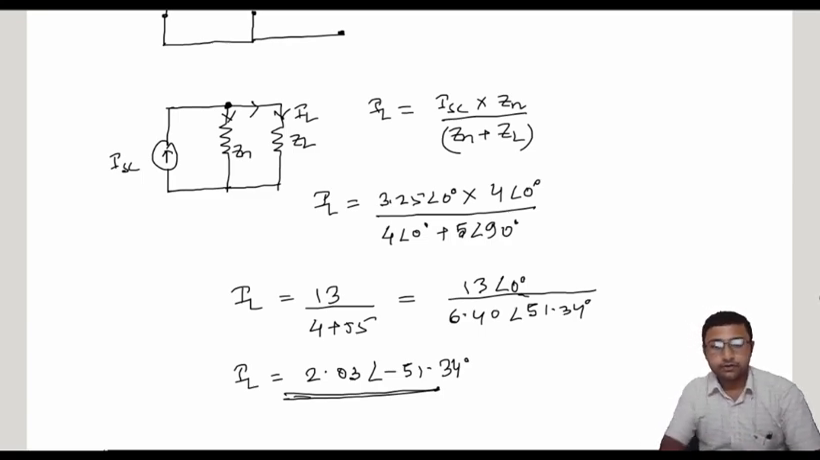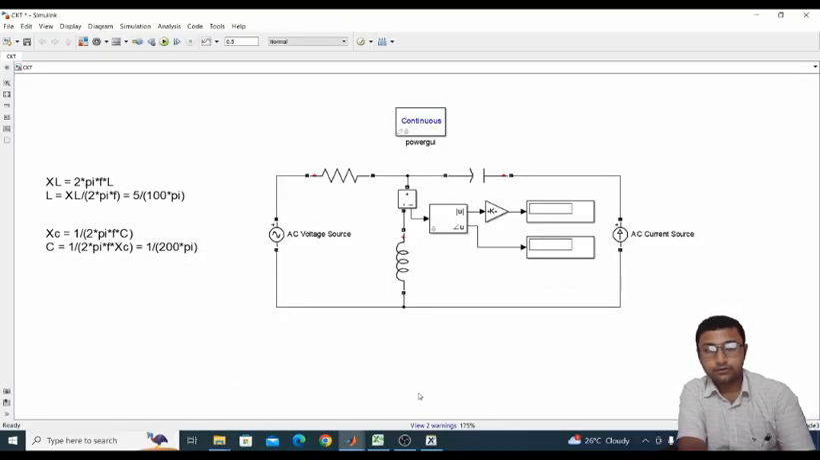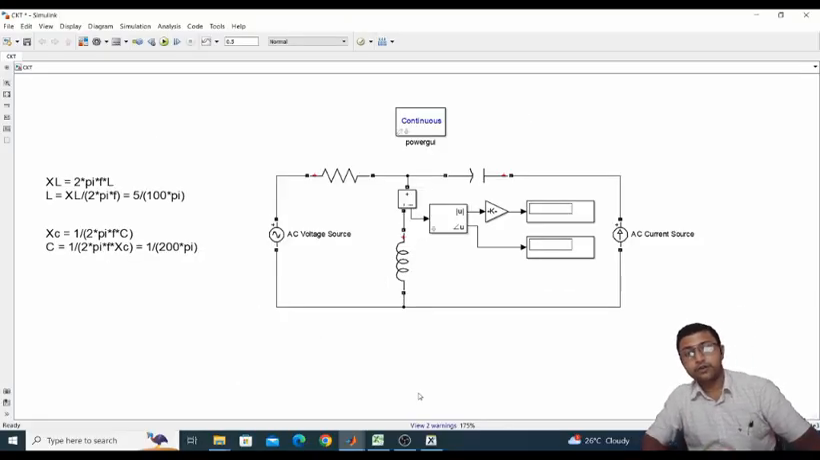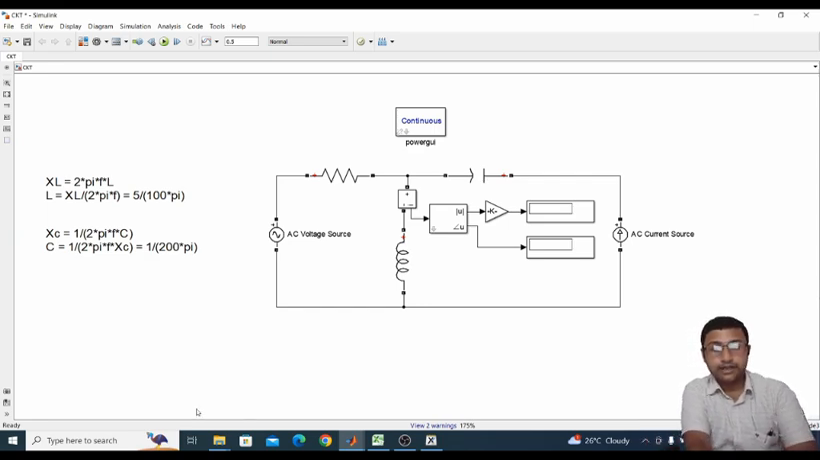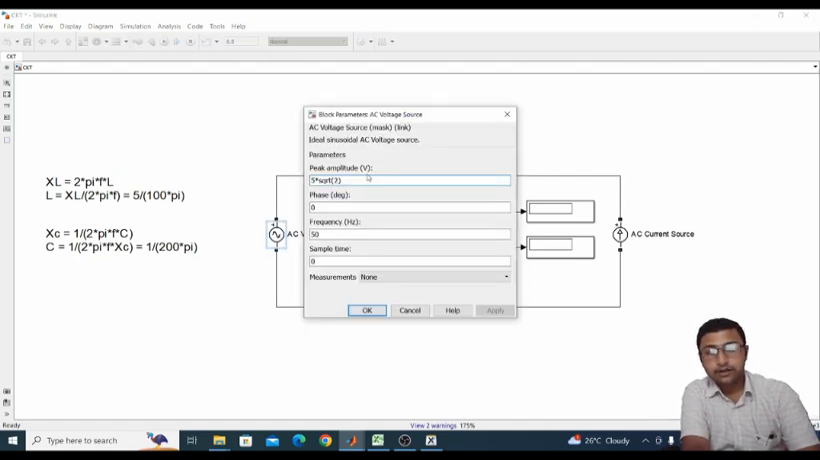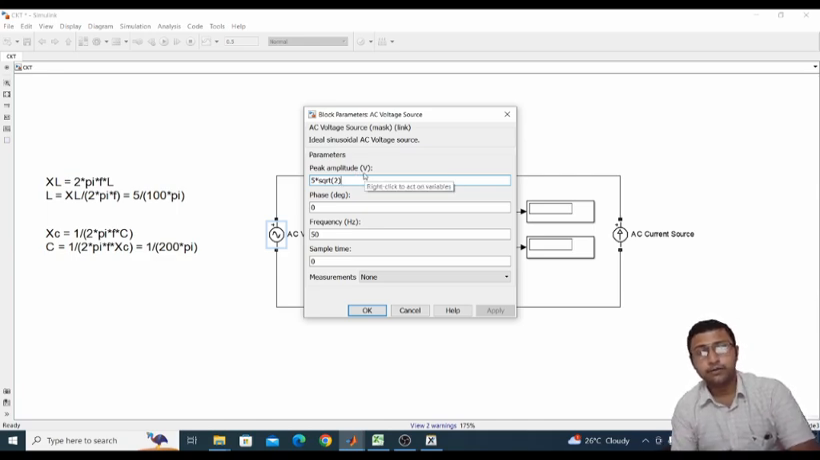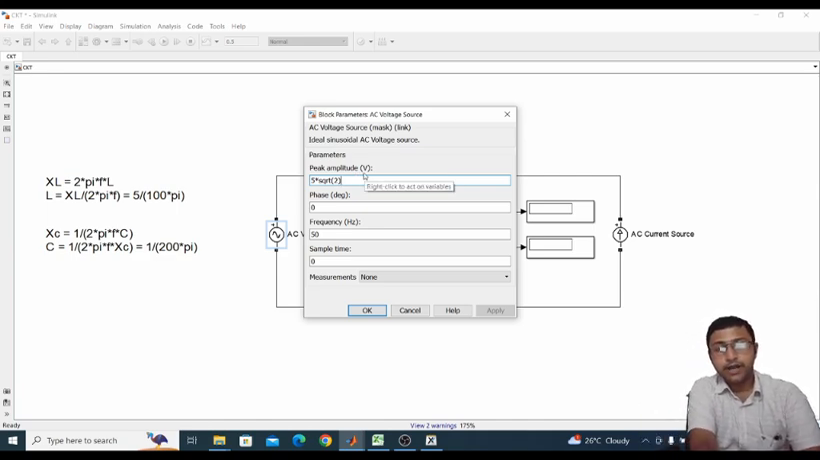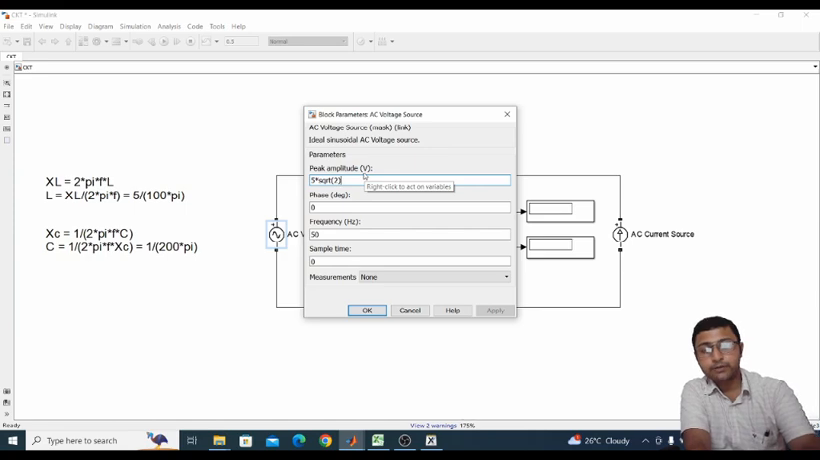Okay, so let's go to the simulation part. Now this is the circuit I have already connected in the simulation platform. This is the AC voltage source, which is mentioned as 5 at an angle 0 degree. The parameter here is the peak amplitude. So 5 is the RMS value, so its peak value is 5 into root 2, simply the RMS to peak conversion, and the phase angle is 0 degree, and the supply frequency is 50 Hz.